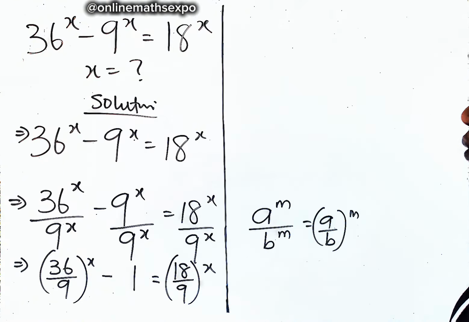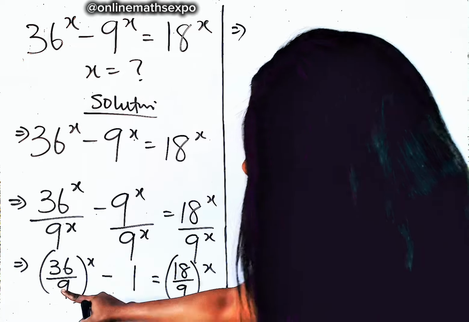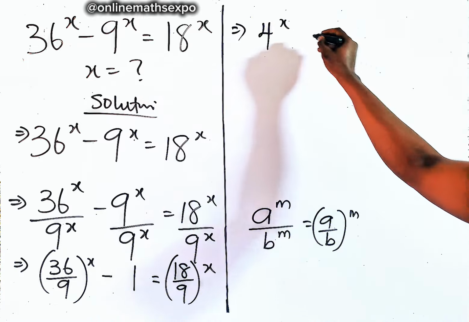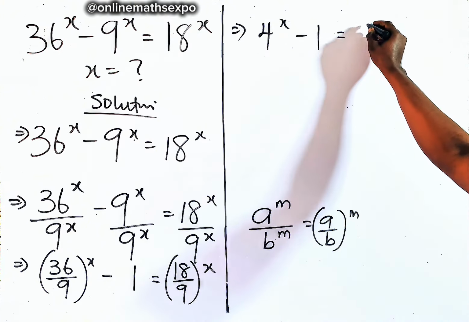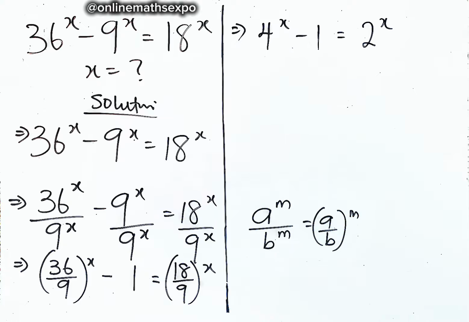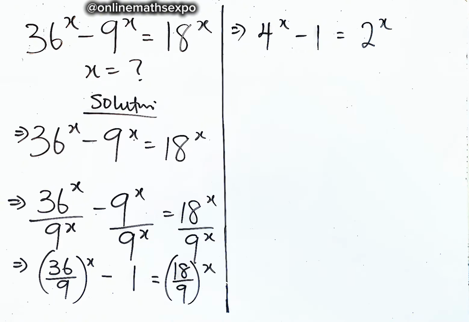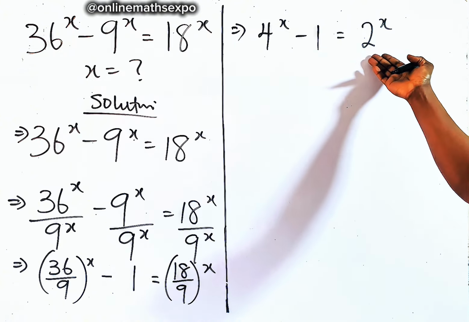So what do you do from this end? This is giving us, divide 36 by 9. It gives you 4. So we have 4 to the power of x minus 1 is equal to, divide this, it gives you 2 to the power of x. So what do you do? We keep solving. What did you observe? You see, we have been able to reduce this. So we can easily work with this equation.